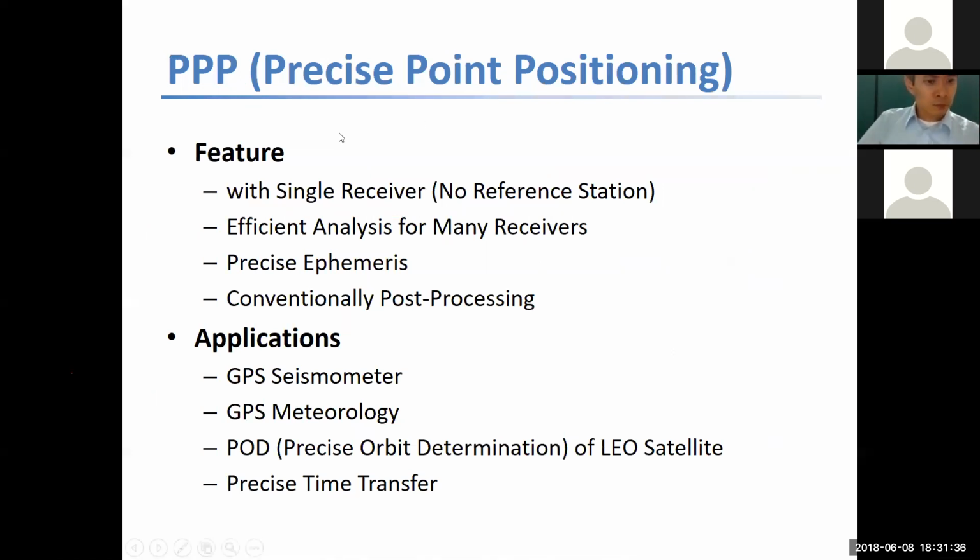And I didn't talk about PPP in this webinar, so I'm going to introduce it briefly. So PPP, the features are: you only need a single receiver, no reference stations, and efficient analysis for many receivers. Efficient analysis means the PPP engine is included in many receivers. And you need precise estimates, and conventionally post-processing. The applications are GPS seismometer, meteorology, precise orbit determination for LEO, and precise time transfer.